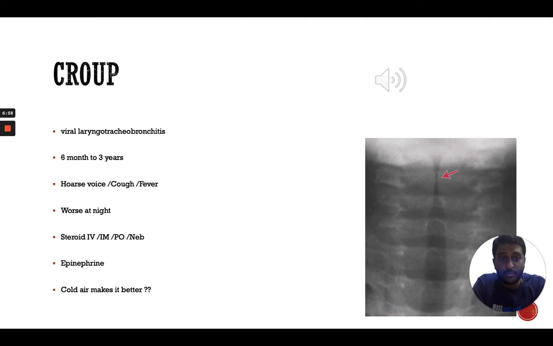Okay, next is croup. As I said earlier, it's very common in our ED, and this can be managed in a PEDS treatment area.